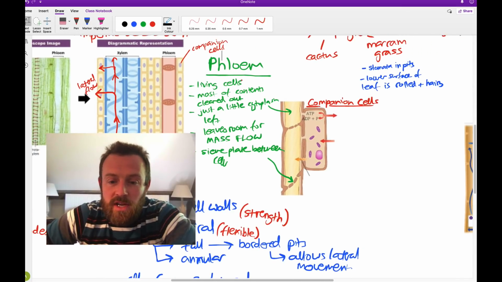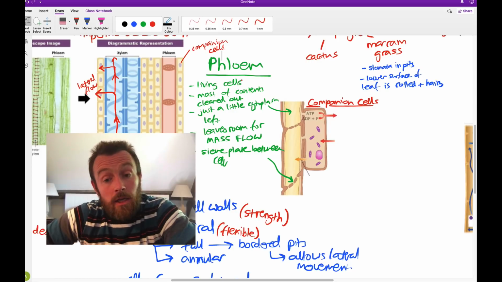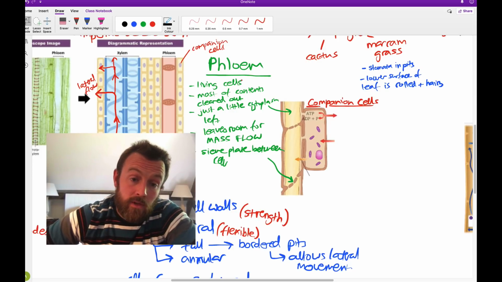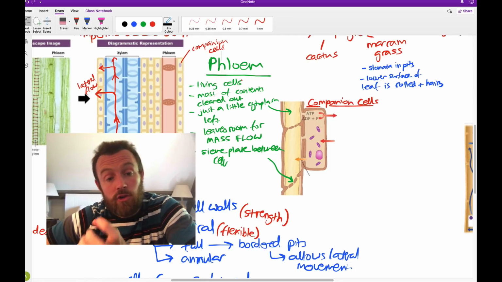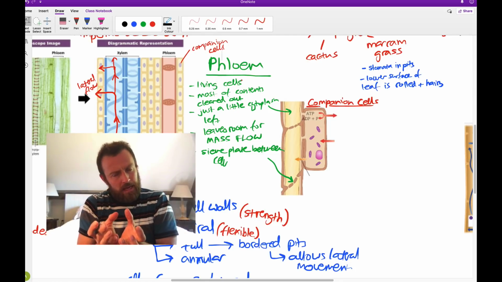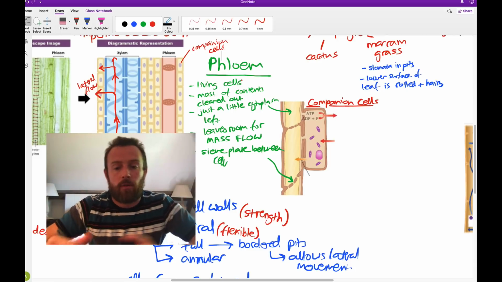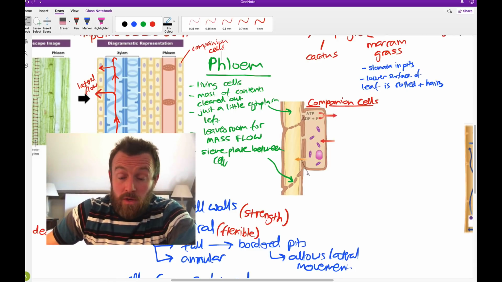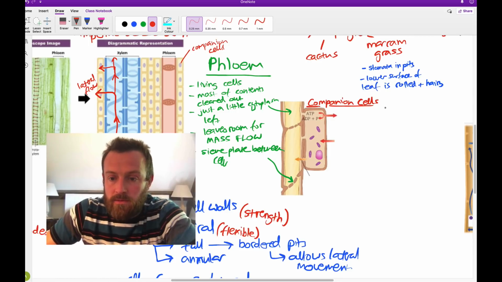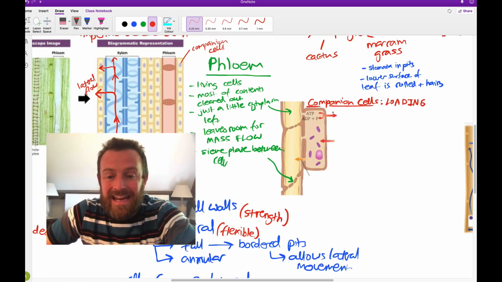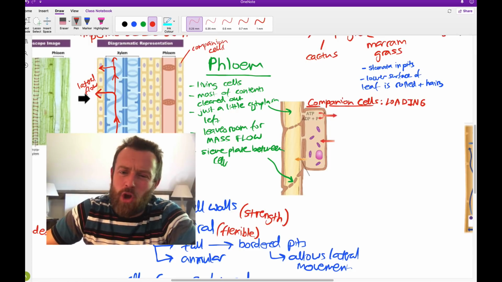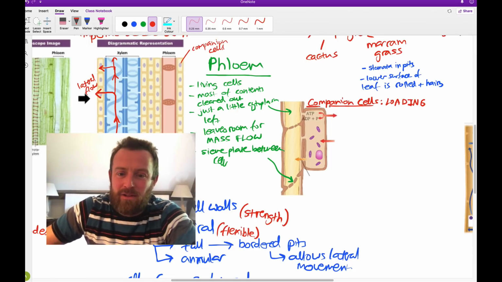So what do the companion cells do? The companion cells help load and unload sugar into the phloem where it's being made in the leaves, and then out of the phloem where it's being stored, let's say in an underground sugar storage organ like a potato, which stores sugar as starch. So first of all, let's look at the loading process of sugar. Companion cells loading. How do the companion cells stuff sugar into the phloem? Well, it's a bit of an odd, roundabout process.